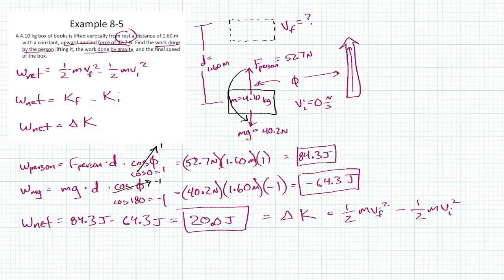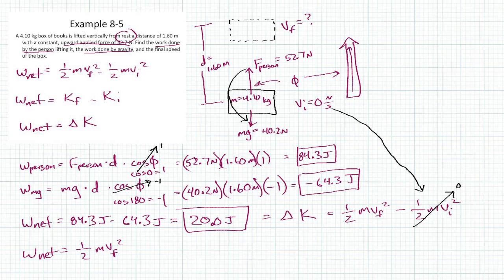So we've got velocity in there, and we should be able to solve for velocity. And hey, check it out. This right here becomes 0. Why? Because our initial velocity is 0, so it makes that whole part 0. So really, we can say that our net work equals 1/2 mv final squared.